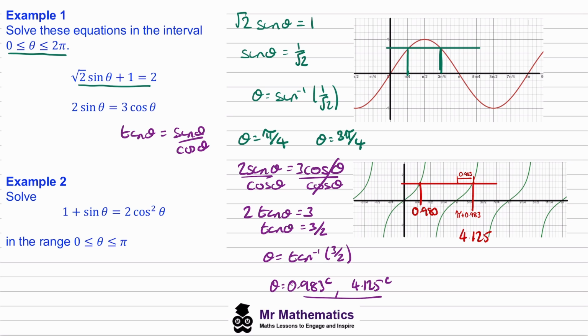So for example 2, we need to solve this equation. What do you think we need to do with this cos squared theta? Yeah, so we need to replace it with sine squared theta using the Pythagorean identity. So do you want to have a go at question 2? You can pause the video, and when you come back, we'll go through the solution.